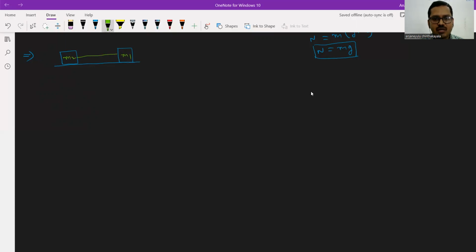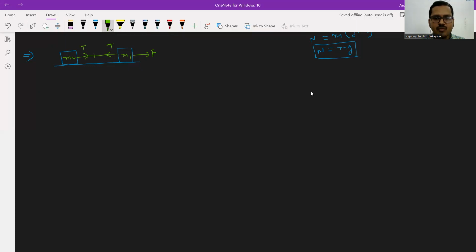So this first block of mass m1 is pulled by a horizontal force. Suppose this is the midpoint between m1 and m2. This force F is opposite to the tension, which acts along this direction, and here tension acts as well. Only one rope is connecting the two blocks of masses m1 and m2, so this tension T is the same.